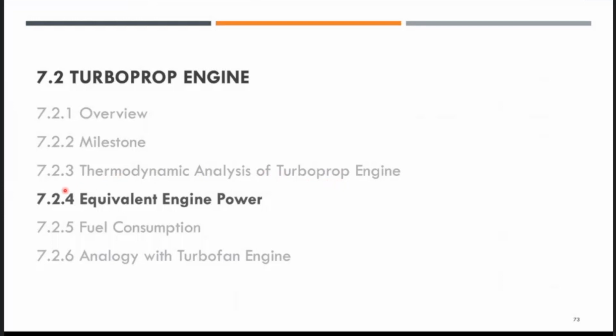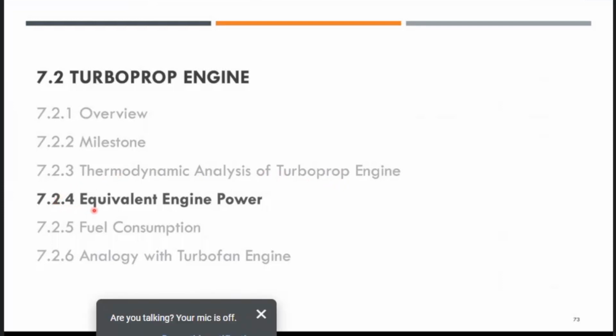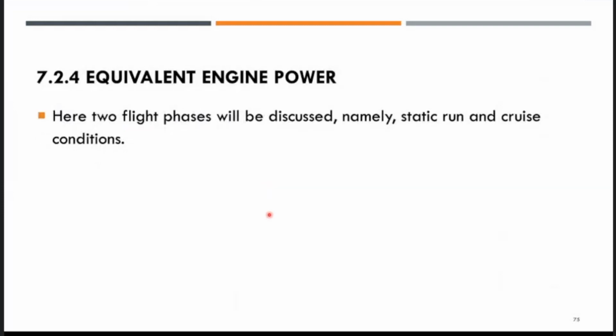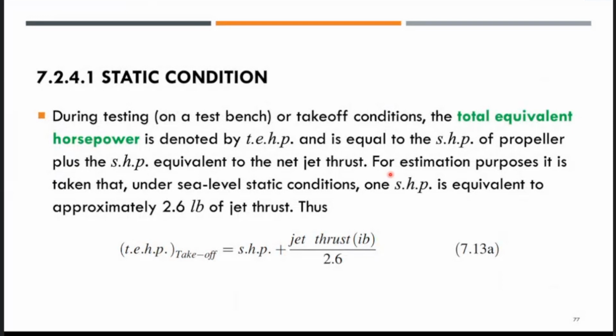Okay, and now we shall continue with the remaining subtopics. We will first look at the equivalent engine power. With regard to the equivalent engine power, there are two conditions. One is the static condition and the other is during flight operation. So we will look into the corresponding equations involved to find the equivalent engine power. The two flight phases will be discussed: static run and the cruise condition. The first one is the static condition.